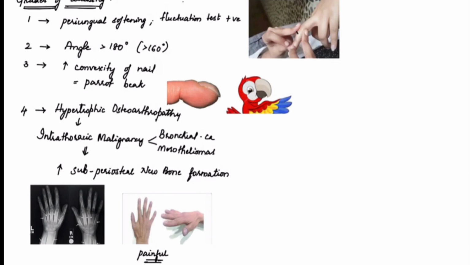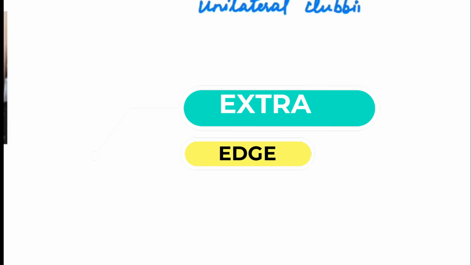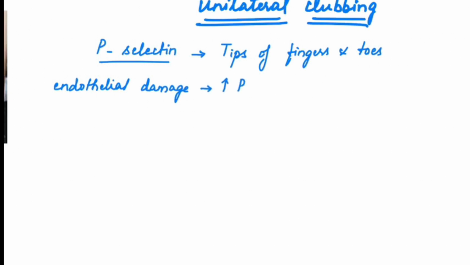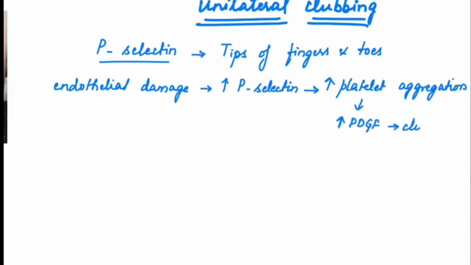Next, coming to what is unilateral clubbing. This is again very important viva question, a little higher range but still. So in unilateral clubbing, it is important to remember P-selectin. P-selectin is present in the distal capillaries of fingers and tips, and it is a surface marker which is increased during endothelial damage, and it will cause platelet aggregation and increase platelet derived growth factor causing clubbing. So when there is anything that causes endothelial damage, that will increase P-selectin and cause clubbing.